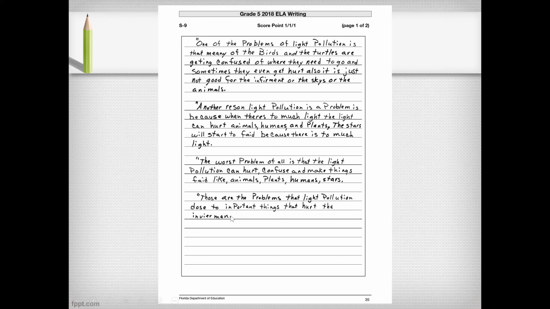I will. Thank you. One of the problems of light pollution is that meaning of the birds and the turtles are getting confused of where they need to go, and sometimes they even get hurt. Also, it is just not good for the, I think it's environment, but it's inferment. Okay, and you have to read it the way it's written, isn't it? Yes, yes. Okay, I thought so. Inferment, or the skies, or the animals. Another reason light pollution is a problem is because when there's too much light, the light can hurt animals, humans, and plants. The stars will start to fade because there is too much light. The worst problem of all is that the light pollution can hurt, confuse, and make things fade, like animals, plants, humans, stars. Those are the problems that light pollution does to important things that hurt the environment.